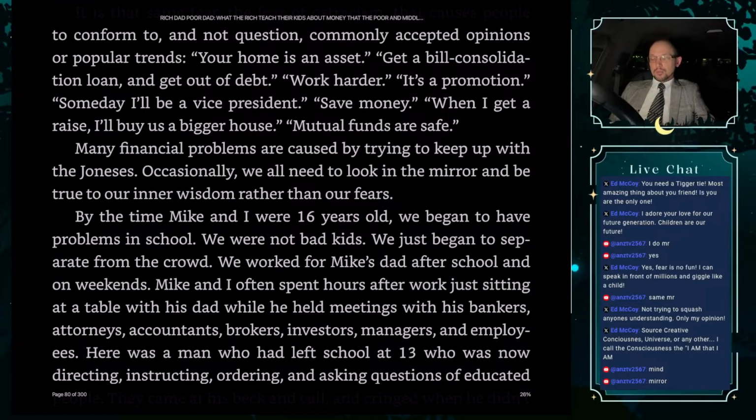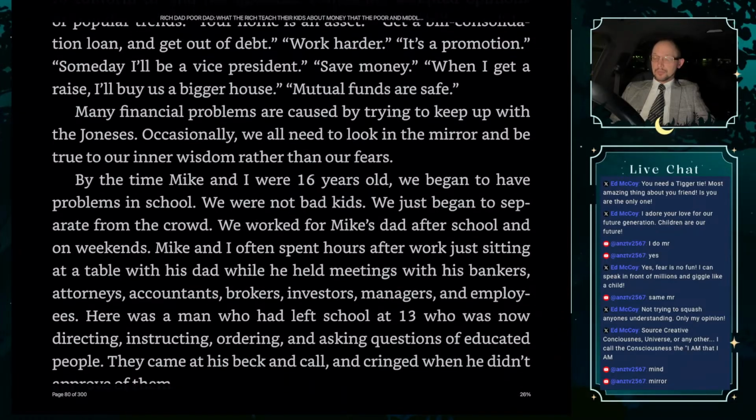Many financial problems are caused by trying to keep up with the Joneses. Occasionally, we all need to look in the mirror and be true to our inner wisdom rather than our fears.